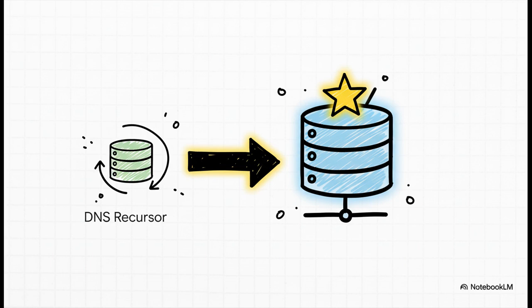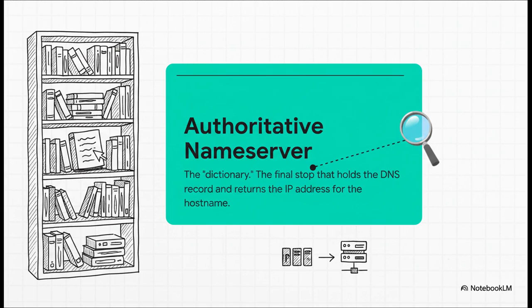And that pointer brings us to the final and most important destination in this whole search, the Authoritative Nameserver. This is it. The Authoritative Nameserver is the actual dictionary on that bookshelf. It's the final source of truth. It holds the definitive record. It flips open to the example.com entry, and right there is the IP address. This is the aha moment where we finally find the answer.